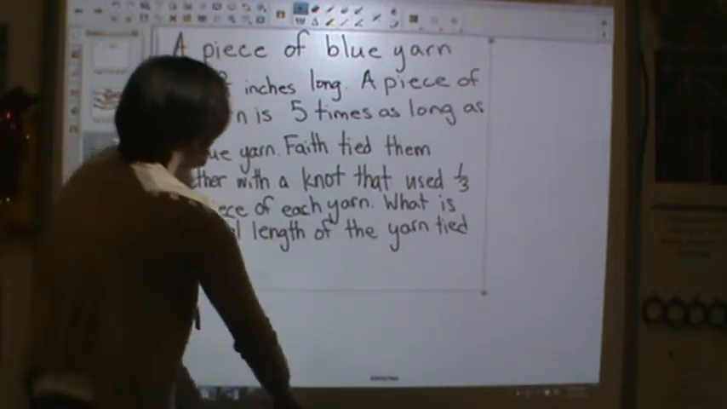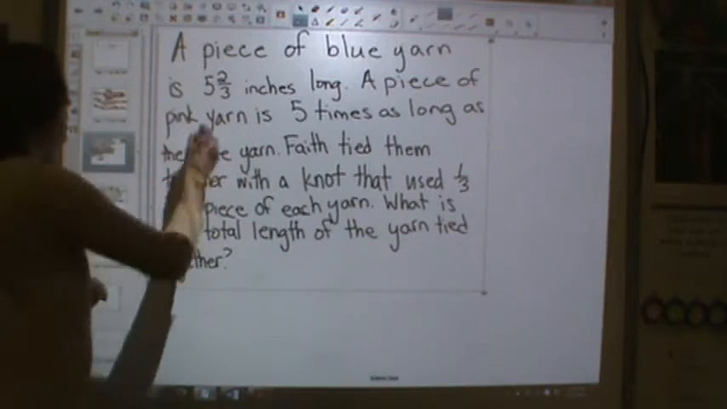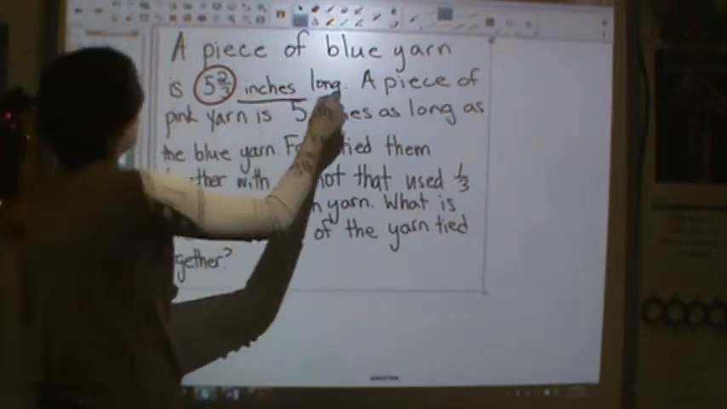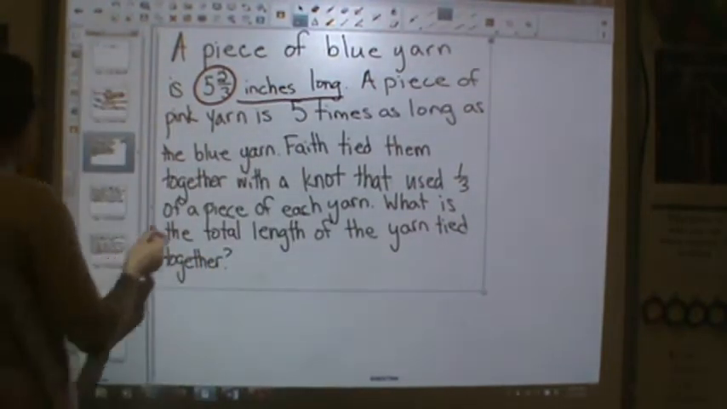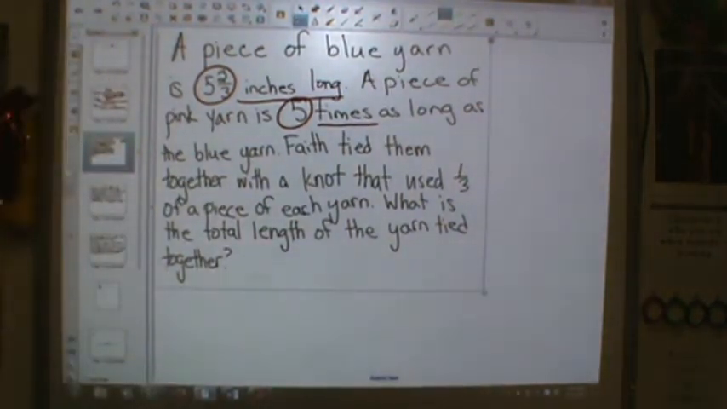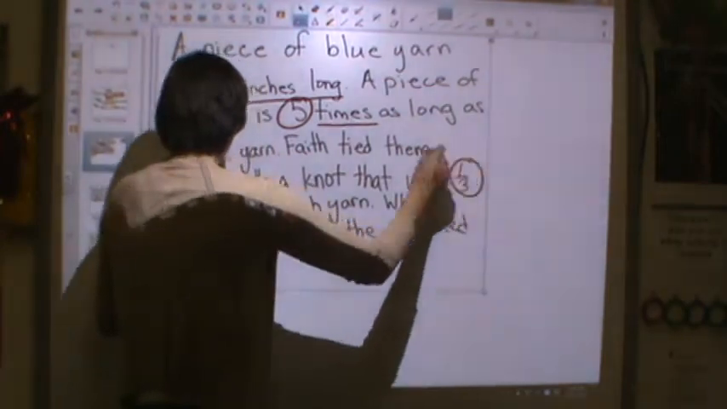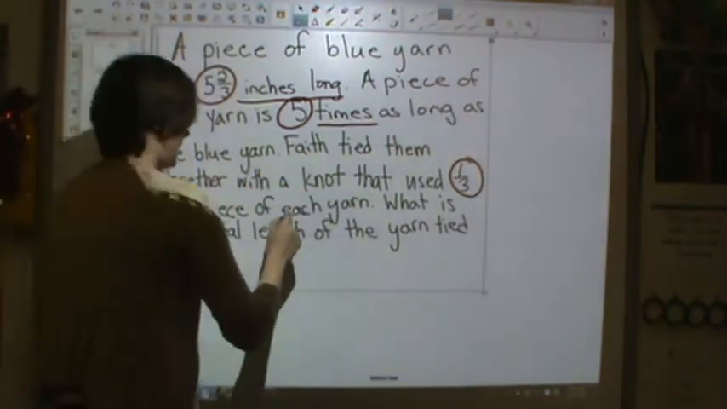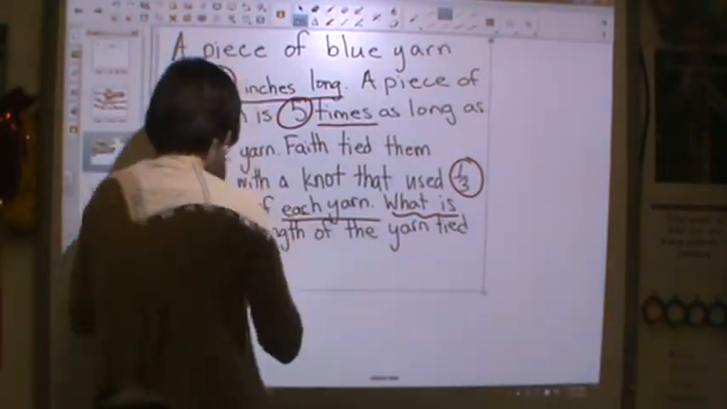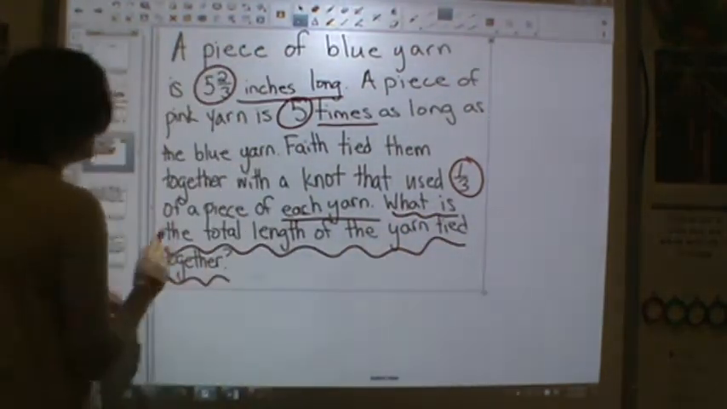There's my first read. My second read, I'm going to underline and circle. A piece of blue yarn is 5 2/3 inches long. A piece of pink yarn is 5 times as long as the blue yarn. Faith tied them together with a knot that used 1/3 of a piece of each yarn. What is the total length of the yarn tied together?